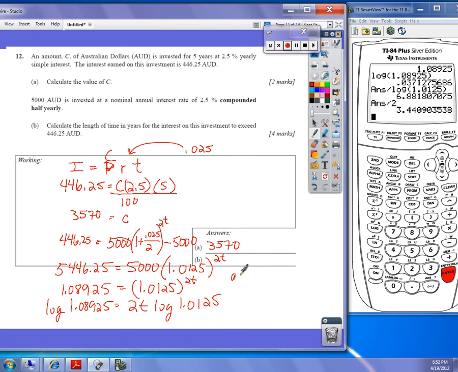So it would be after 3.44 years, but since I'm compounding interest half yearly, my interest isn't going to be compounded at the 3.44, so I'm going to have to say after 3.5 years.